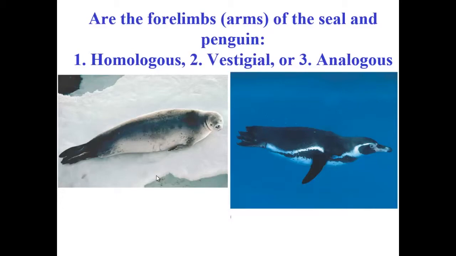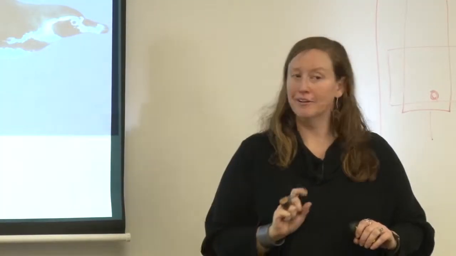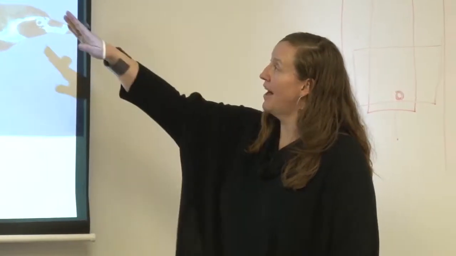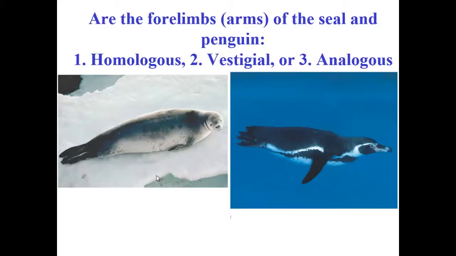So here I have a question for you. If we take a look at this, are the forearms of a seal and a penguin homologous, vestigial, or analogous? Now, if you don't know, let me give you a little hint that both of these are vertebrates, so that maybe will give the answer away. So let's apply the vocabulary, and what you would know then is both of these, like you and I, are going to have the same four-limb structure, so they are homologous.